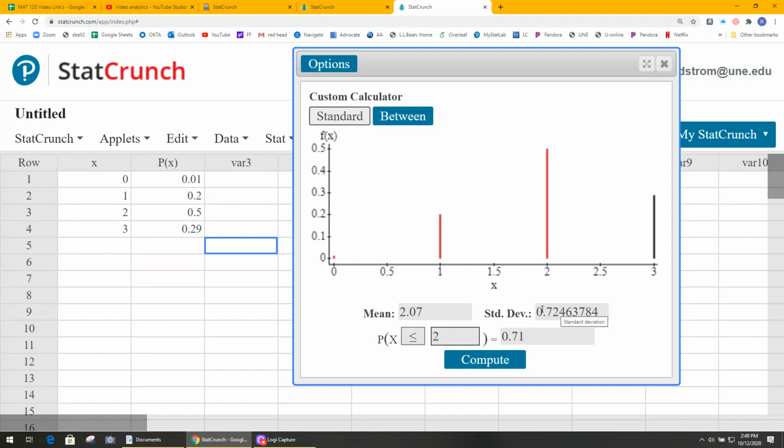What you can do now is you can find your range of usual values, which is the mean plus or minus 2 times this standard deviation. And so if I did that on my calculator and I did 2 minus 2 times 0.7, that's going to give me 0.6 on the low end. And then I'm going to do 2 plus 2 times 0.7. That's going to give me 3.4.